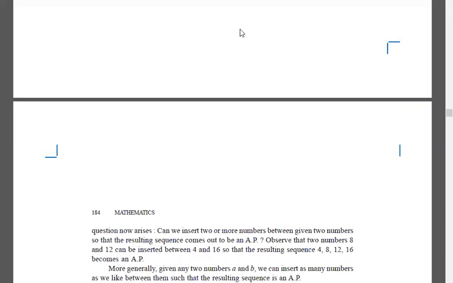Forgot completely. Okay, so do you know how to find more than one AM between two numbers? Suppose I'm having two numbers, A and B. I have to put 3 AMs between them. Do you know how to do that? Tell me, yes or no? Do you know how to put 3 AMs between them?